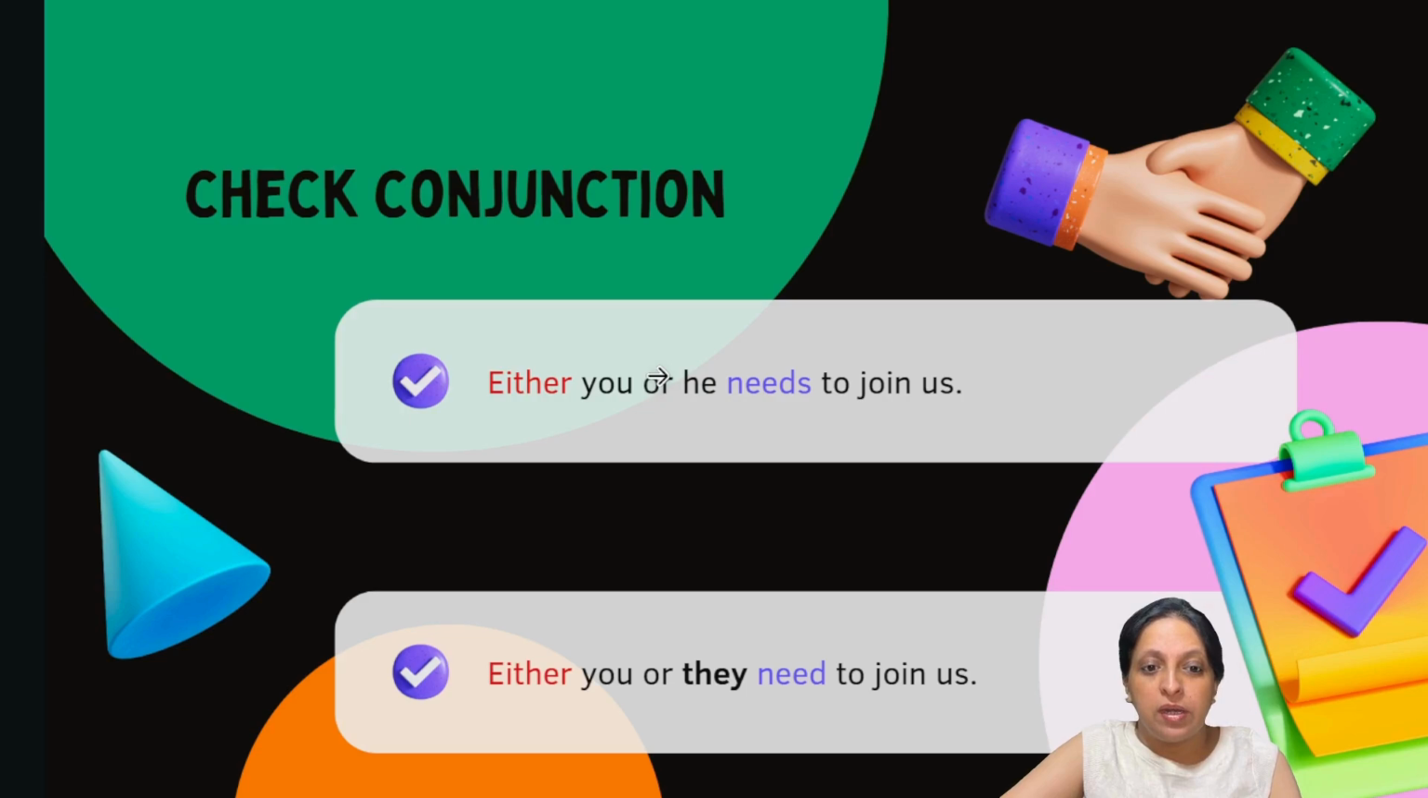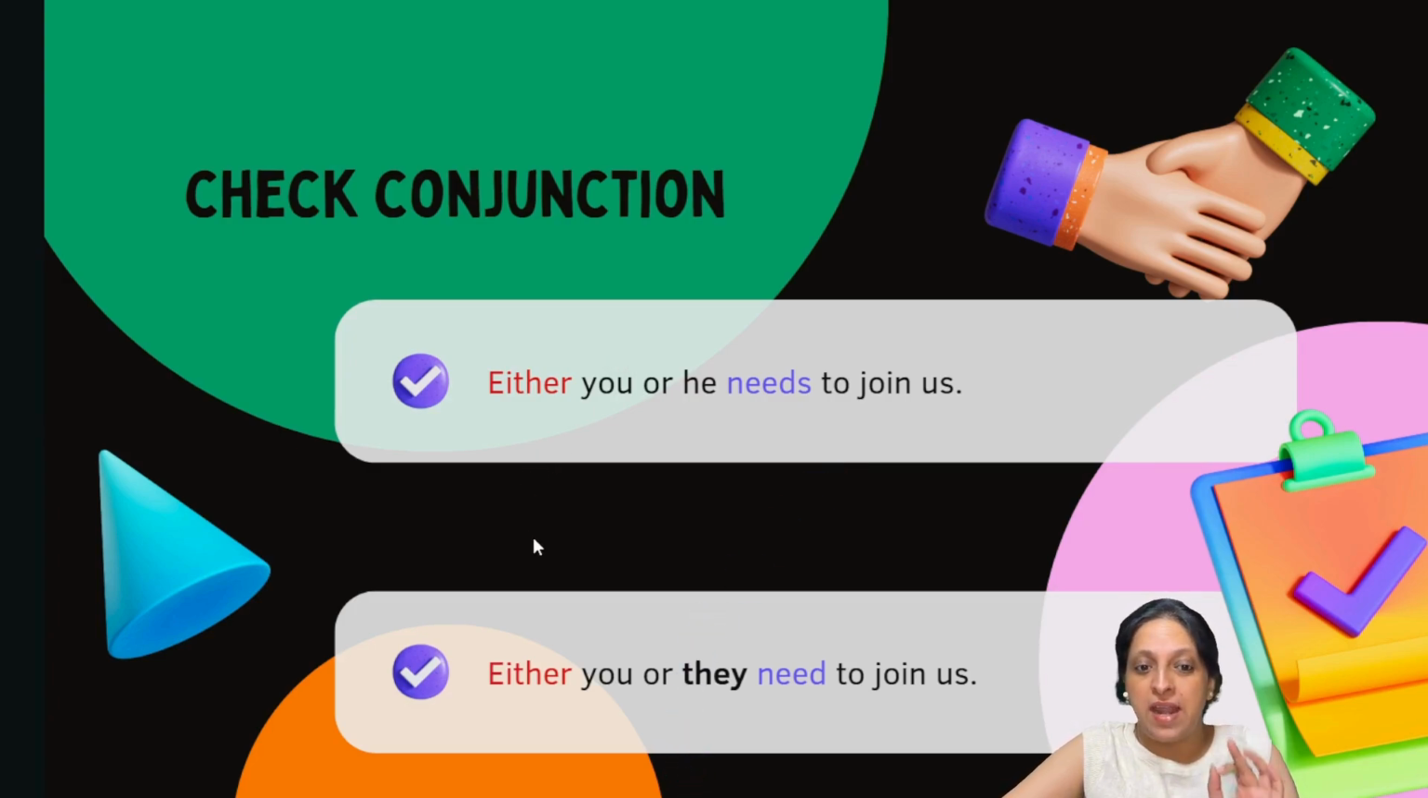Now check this one. Either you or he. So what I am saying, there are two people, you and he. I am talking to both of you, but I am talking to you, both of you singularly, individually. So I'm saying either you or he needs to join because I'm individually referring to each of you. Okay. So therefore, again, two singular subjects joined by or will take a singular verb. It will be needs. Next.